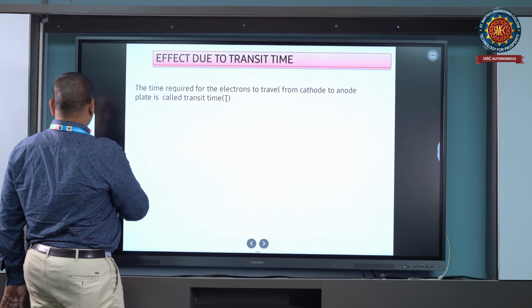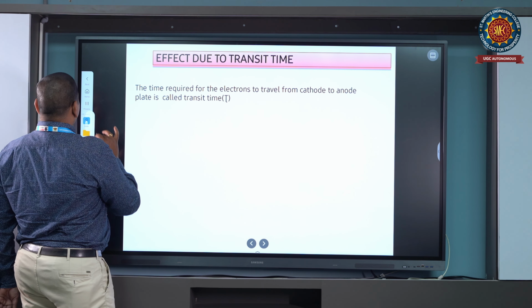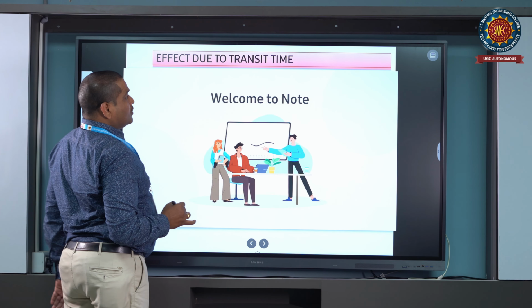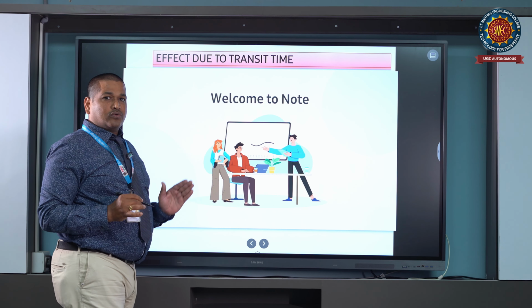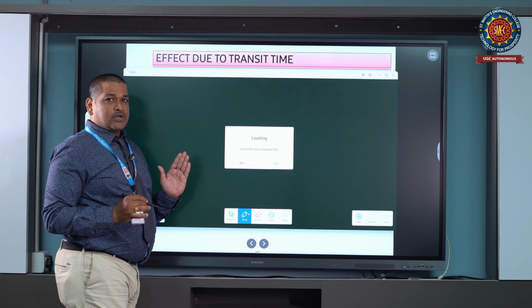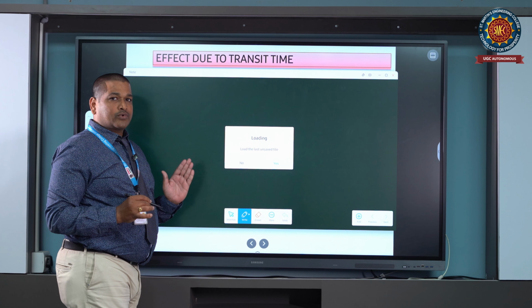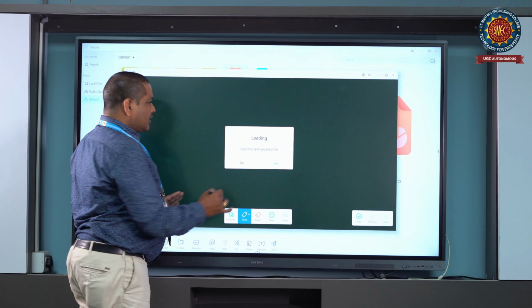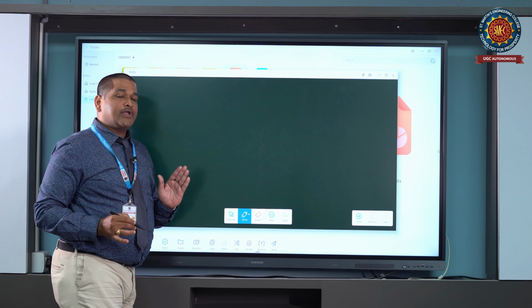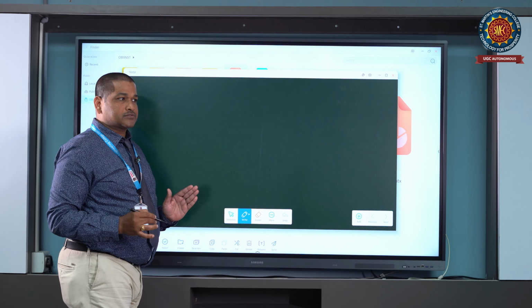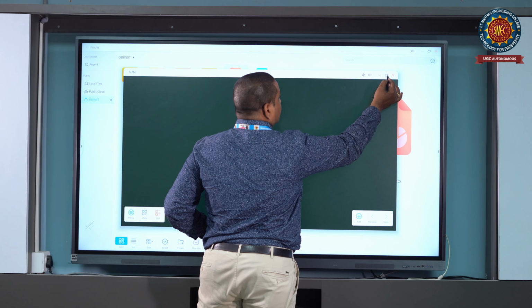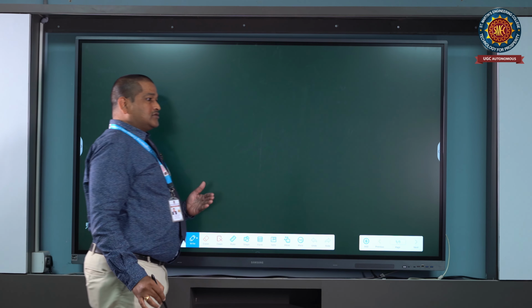What is transit time? Transit time is the time taken by the electron to travel from cathode to anode. Generally this transit time should be lesser at higher frequencies, because as the devices are operated at higher frequencies, they expect shorter transit times.